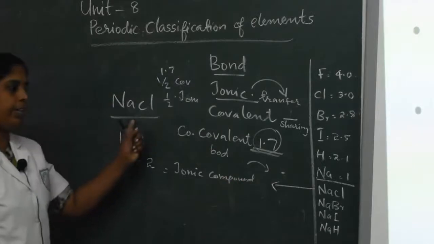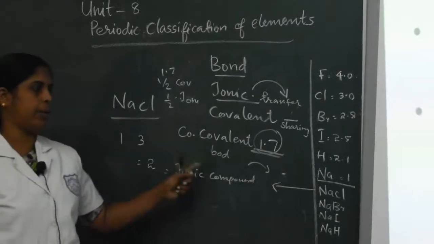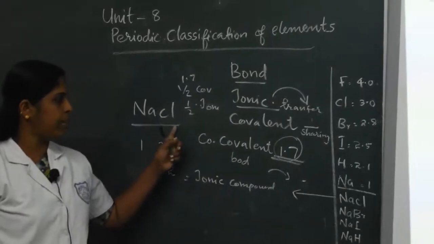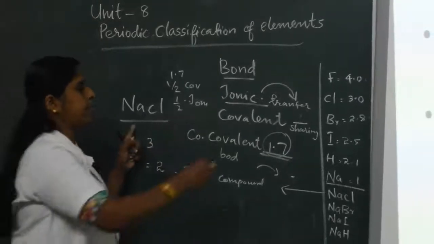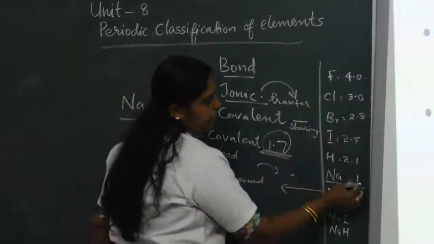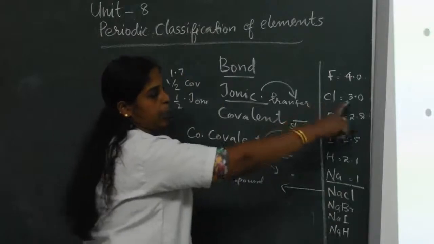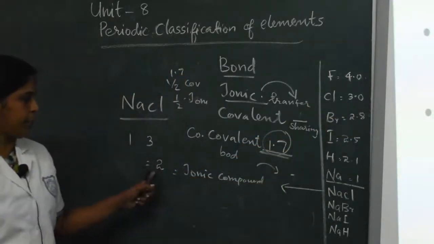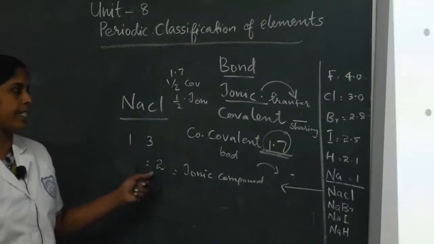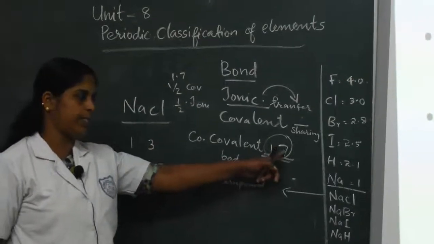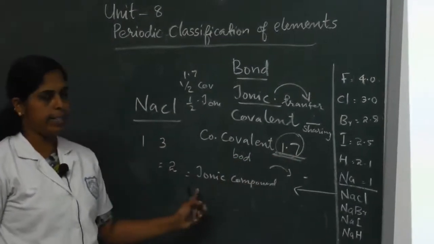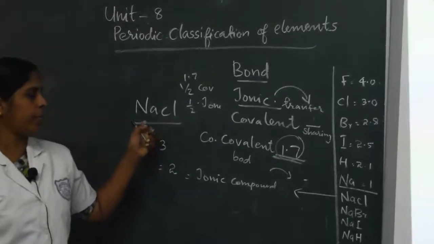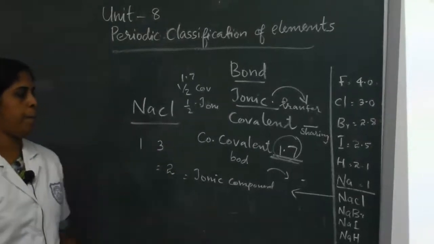Understand, we can find out if a compound is ionic or covalent. In the case of sodium chloride, electronegativity for sodium is 1, for chlorine is 3. So the difference in electronegativity is 2. If the difference is more than 1.7, it is ionic in nature. So sodium chloride is an ionic compound.